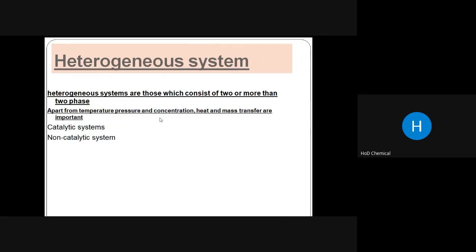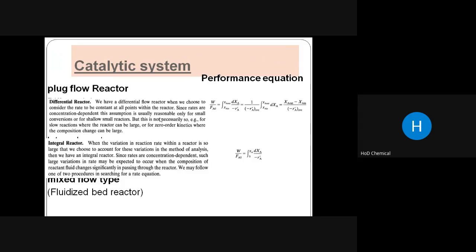So from the start up to now, what we discussed was homogeneous reactors, where all those things can occur. Next we move into heterogeneous, which is divided into two categories: catalytic and non-catalytic. Here also temperature, pressure, concentration and volume are involved, and apart from these factors, heat transfer and mass transfer are also involved.